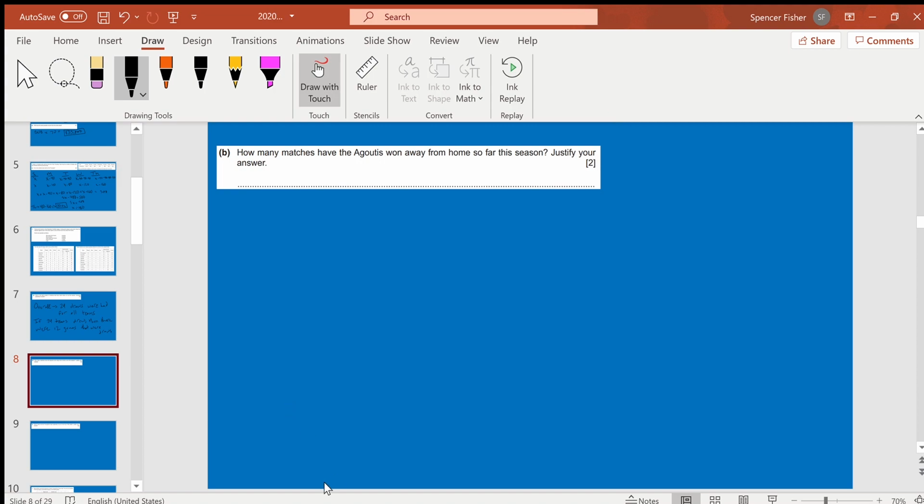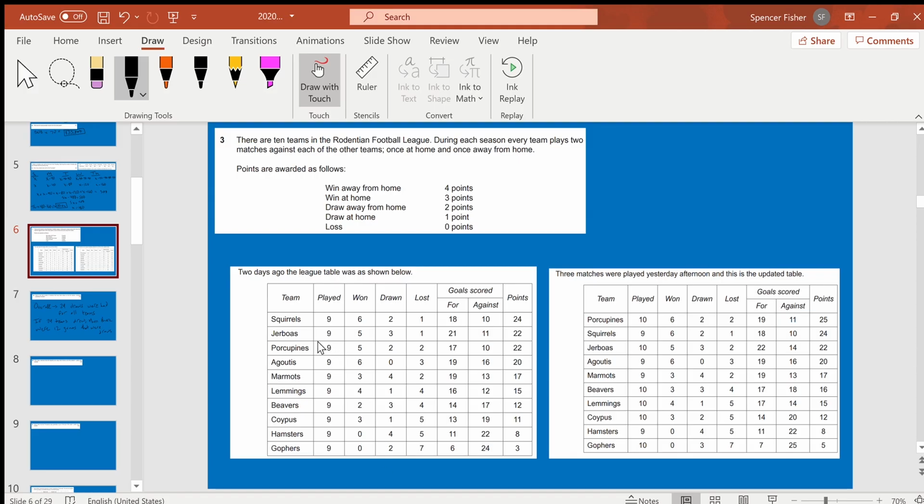Okay, so here's part B for number 3. It wants to know how many matches this team has won away from home so far this season. Justify your answer. So if we look for this team, Agutis, so here's Agutis. We need to figure out what information is important for us to know.